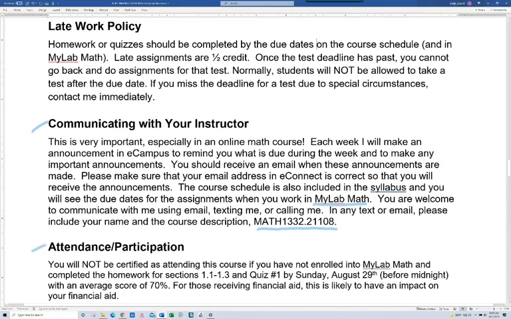Attendance and participation. We talked about certification earlier. Notice it says you won't be certified as attending if you've not enrolled into MyMathLab and completed the homework for sections 1.1 through 1.3 and quiz 1 by Sunday, August 19th with an average score of 70%. If you're not certified, that can affect any kind of financial aid that you're getting. So if for some reason you're late, maybe you start the course late, just make sure that you're communicating with me, and I have a little bit of flexibility there. But it's very important that you're getting this done and getting off to a good start in the course.